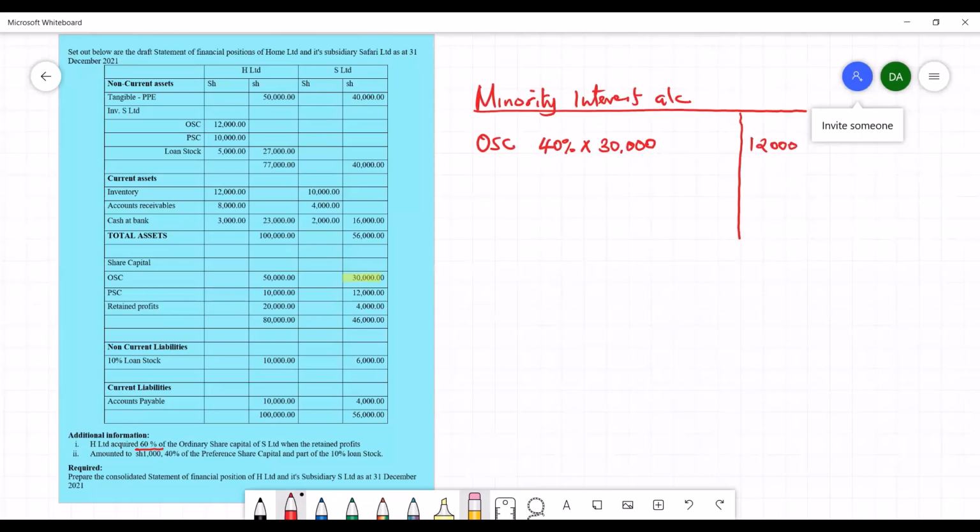To that, we add preference share capital. H Limited acquired 40%. It means the minority remained with 60% of preference share capital. Therefore, we are going to have 60% times preference share capital of this company, which we have seen is 12,000. So we are simply going to take 60% of 12,000. Now, 60% of 12,000 is equal to 7,200.